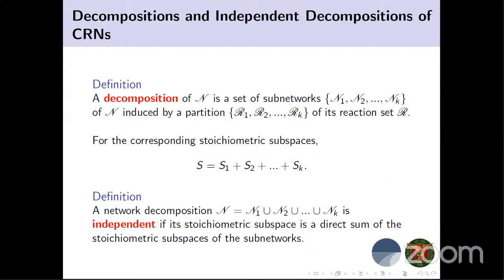Okay, so we now go to the compositions and independent decompositions of CRN. Of course, we have to define what a decomposition of a network is. We have the following definition: a decomposition of a network script N is given by these subnetworks. So you decompose the network by partitioning the reaction set. Again, we have a network, and that network is a set of finite reactions with two properties.